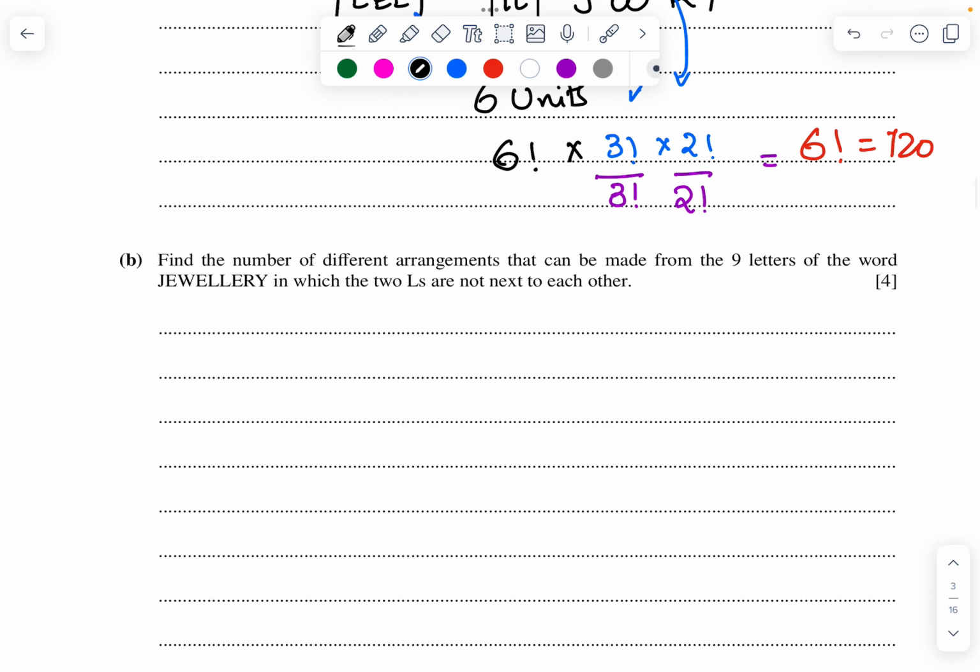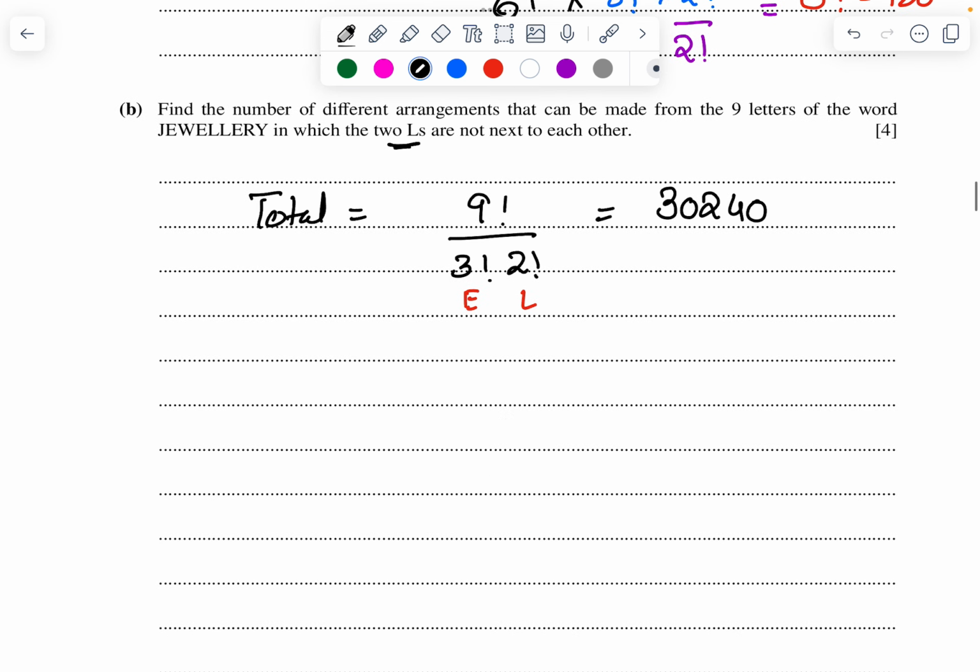Find the number of different arrangements that can be made from the 9-letter word in which the 2 L's are not next to each other. First of all, I'll find the total number of ways, which is 9 factorial divided by 3 factorial and 2 factorial. 3 factorial is for the E's and 2 factorial is for the L's, which is 30,240.